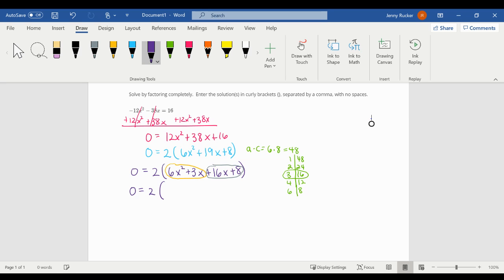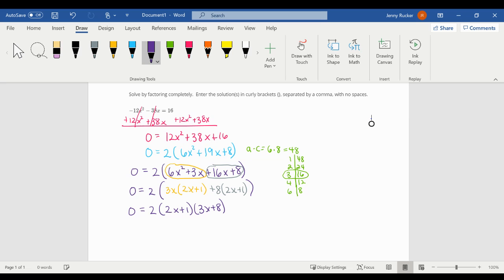So when I have this, the yellow group will have a GCF of 3x, and that'll leave 2x plus 1. My gray group, 16x plus 8, will have a GCF of plus 8, and that'll leave 2x plus 1. So now we still have this 0 equals 2 times the factor that was repeated, or the common factor, was 2x plus 1, and the GCF group is 3x plus 8.